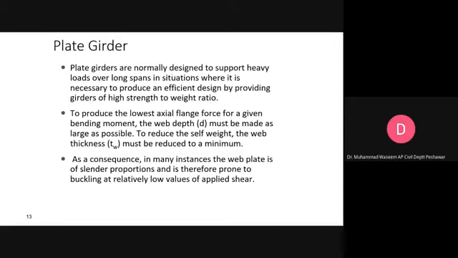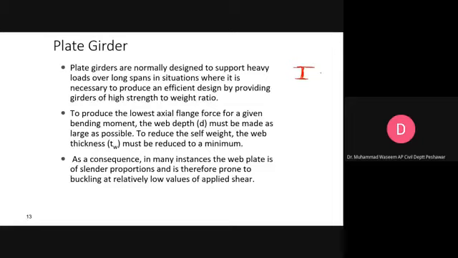Plate girders are normally designed to support heavy loads over long spans. In a situation where it is necessary to produce an efficient design by providing girders with a high strength to weight ratio, to produce the lowest axial flange force for a given bending moment, the web depth must be made as large as possible. In the plate girder, the depth of the web is more in order to enhance its capacity, but to reduce the self-weight, the web thickness must be reduced to a minimum.